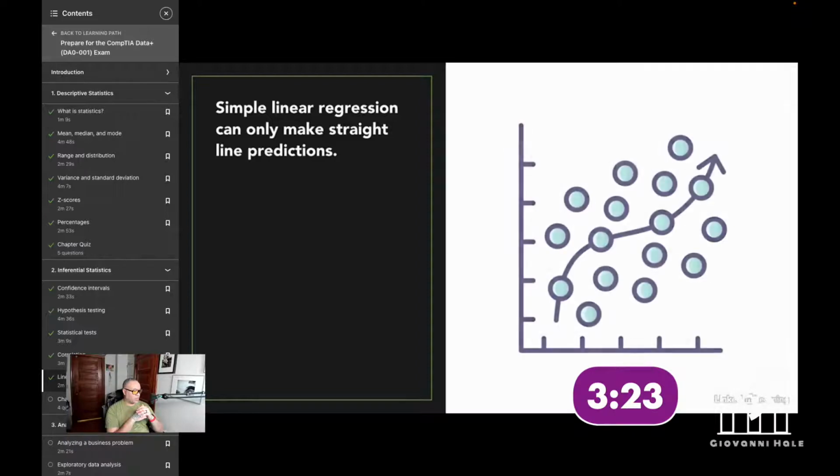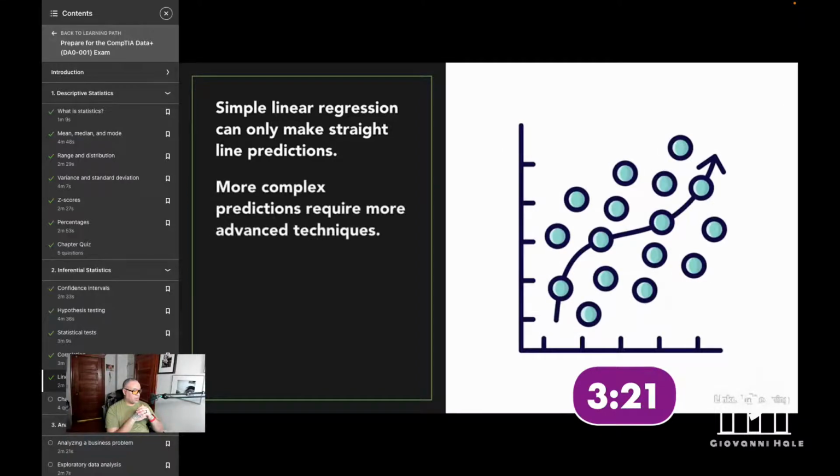As you continue your studies of data analysis beyond the material covered on the Data Plus exam, you'll learn many more advanced prediction techniques that can make more complex predictions.